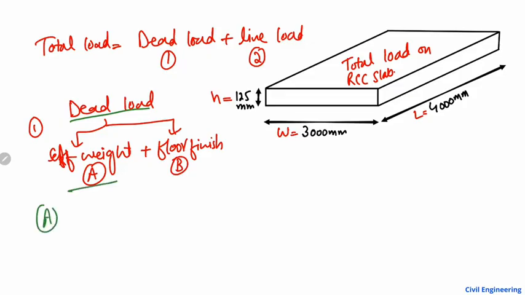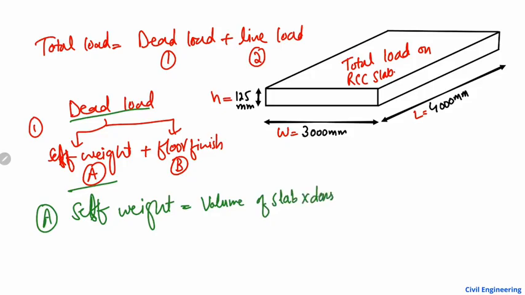So to find out the self weight of the slab, it's very easy. How? You just multiply the volume of the slab with the density of the concrete used in the slab. Now the density of reinforced concrete is a known value, which is 25 kilonewton per cubic meter. This is a known fact. So you just multiply the volume of the slab with the density. The volume of the slab is length multiplied by width multiplied by the height of the slab, multiplied by the density, which is 25 kilonewton per cubic meter.